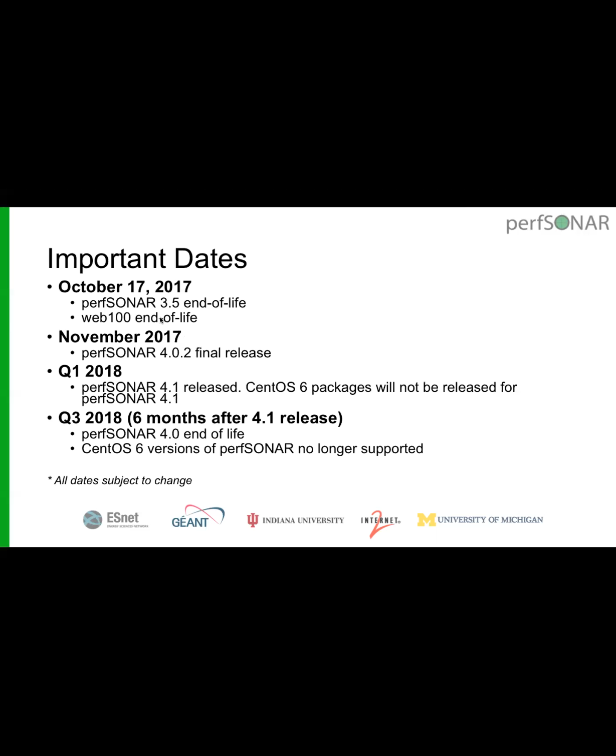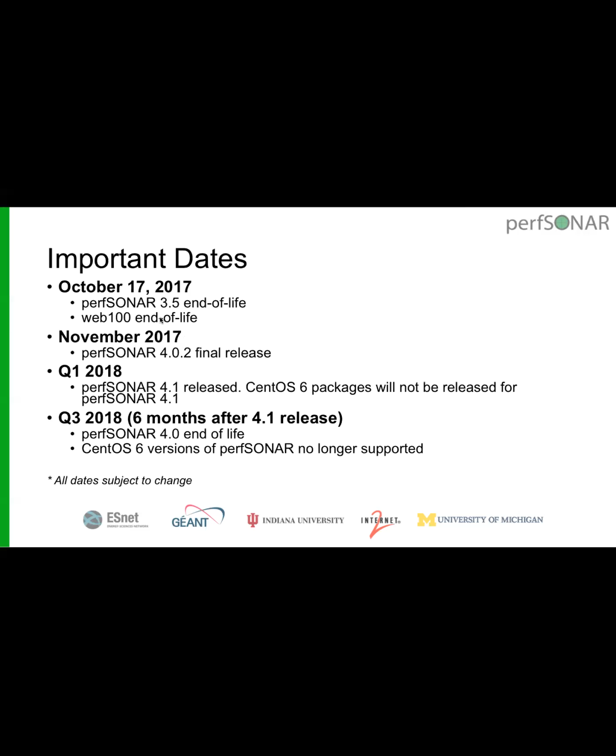And then Q1 of next year, you notice these dates kind of get more vague the further out we go, to give us more wiggle room. In the first quarter of next year, we'll be doing perfSONAR 4.1, which is our next major release. This is going to be an important one because we're not going to be releasing CentOS 6 packages as of this time. So that means that we'd really like people to upgrade to CentOS 7 between now and then, so you're ready for that.